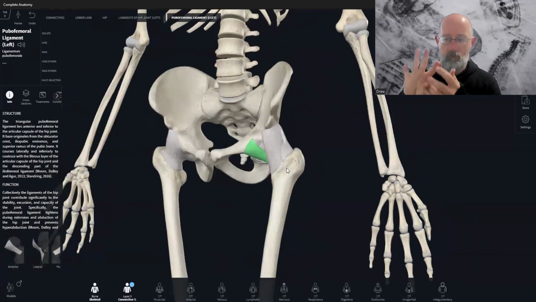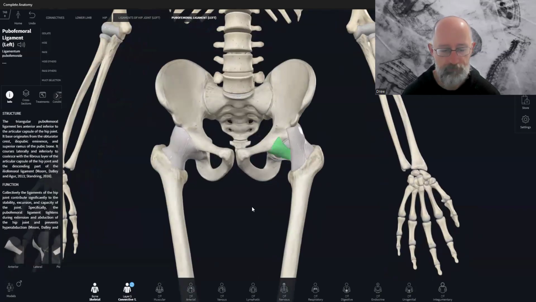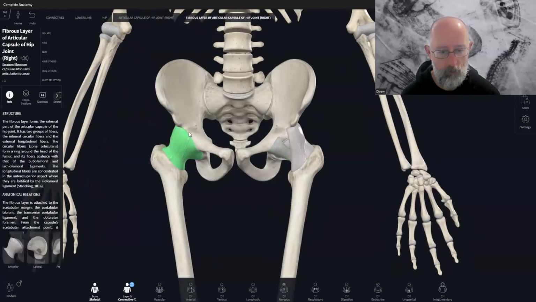And they all have a kind of twisting component to it. So they keep the femur nicely snug and stable in the pelvis, in the acetabulum. And then we have the joint capsule, which sits on top of all these ligaments. So these ones are kind of encased in this big ligament here.